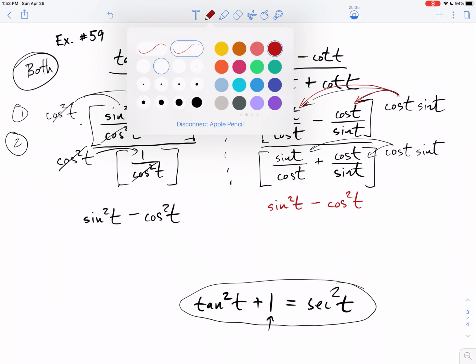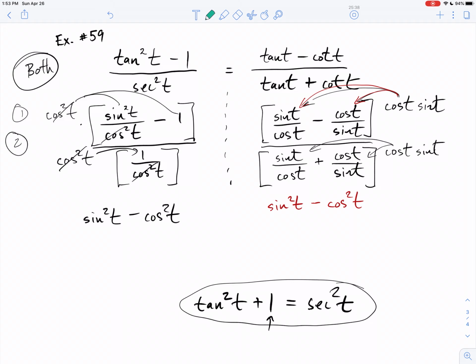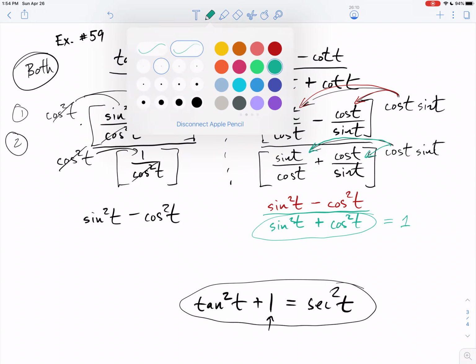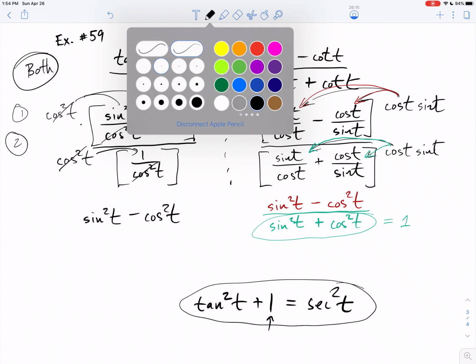I'm going to change colors once again. Let's see. I haven't done green. Let's do that. If I do this right here, what's going to go away? The cosine t's. What's going to be left in the bottom? Sine squared t. Plus, what's going to go away in the second part? The sine t's are gone. I get cosine squared t. And then I look at this thing real close, and I go, hey, you are the same thing as 1. Which means I have, go back to black.